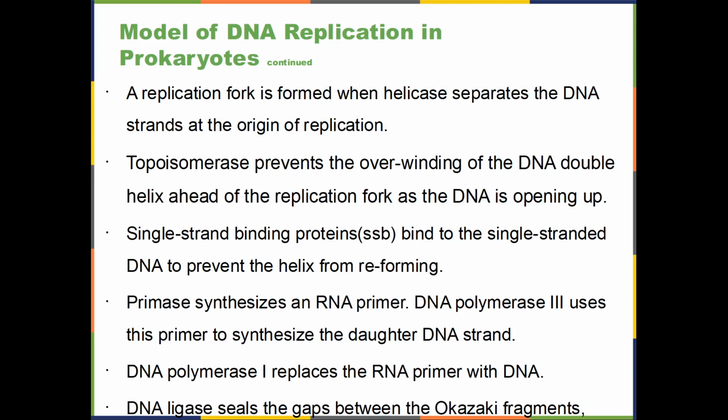DNA polymerase 1 replaces the RNA primer with DNA. And then DNA ligase seals the gaps between these Okazaki fragments. These are short fragments of DNA that are formed as a result of the direction the DNA has to be synthesized in. Right? It's just a result of the geometry of DNA replication.